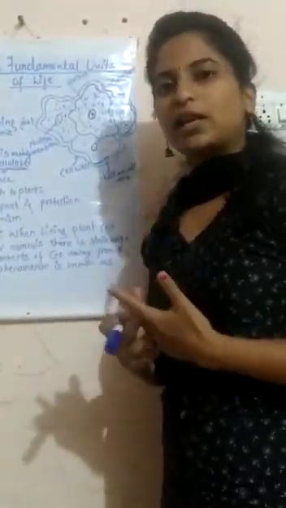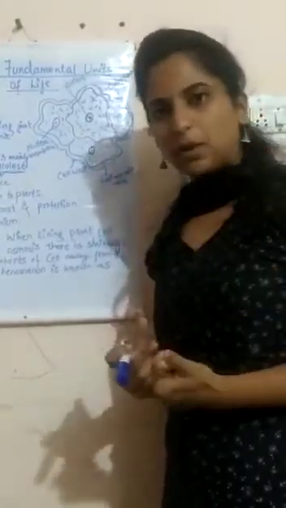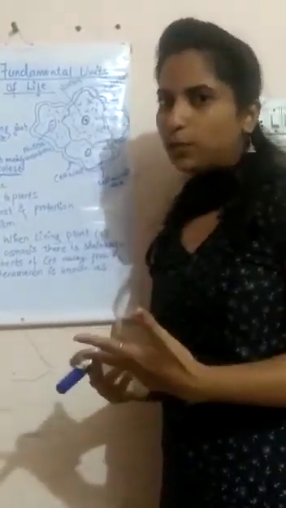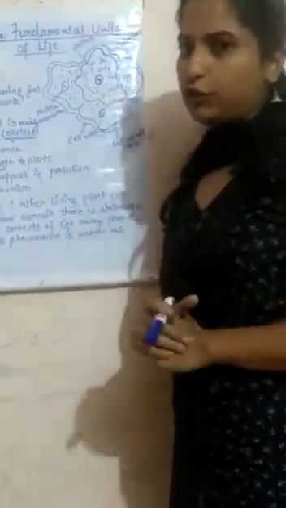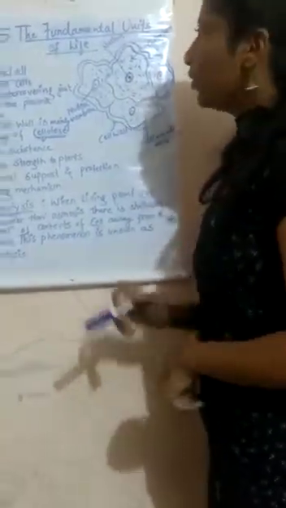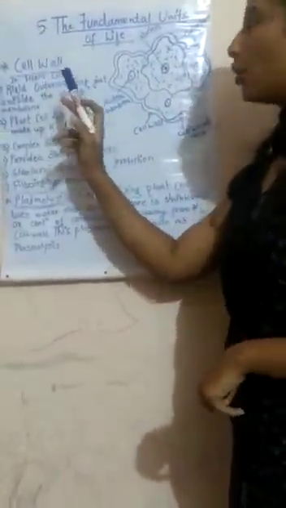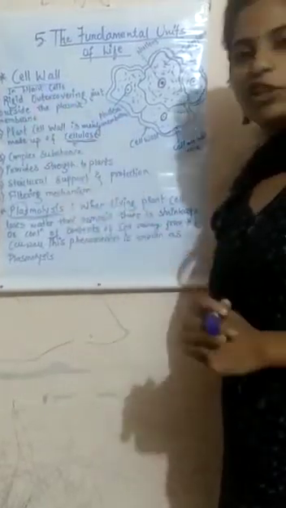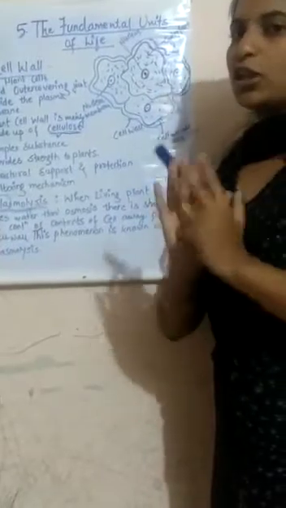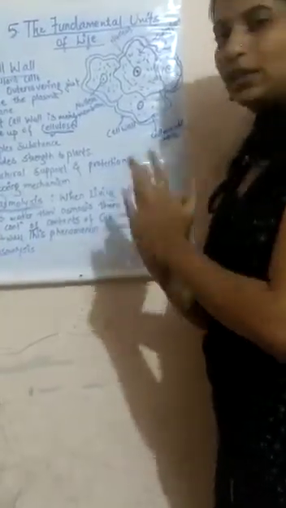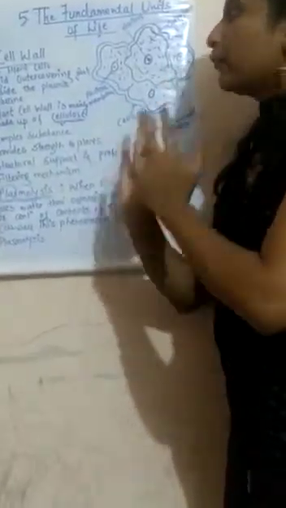That is, the three features: plasma membrane, nucleus and cytoplasm. This is the structure of a cell based upon these three features, isn't it? So, today we are going to discuss one more feature of the cell, which protects the cell and gives proper strength to the cells of the plants. So basically we are studying the plant cells.